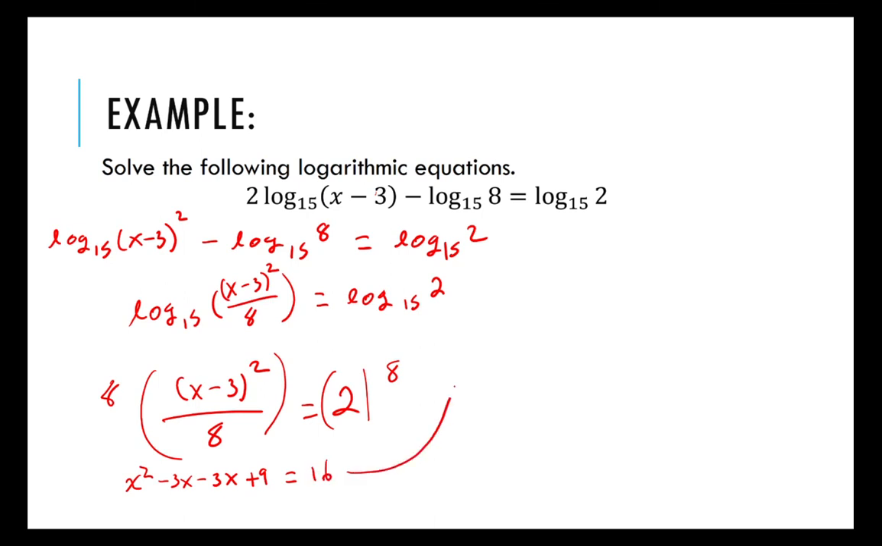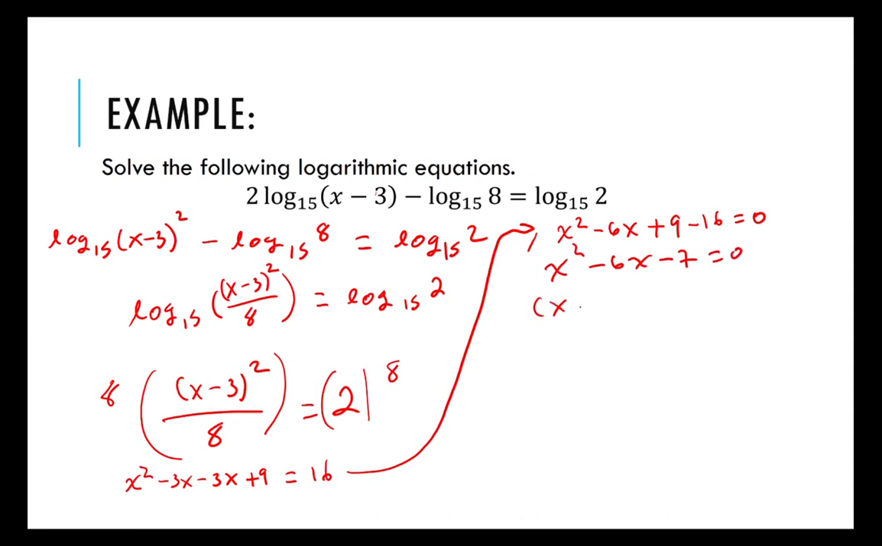So then notice that we have a quadratic equation. So let's get everything on one side and then decide on what is our best or preferred approach. So that's x squared minus 6x plus 9 minus 16 is equal to 0. That is x squared minus 6x minus 7 is equal to 0. Then notice that this will factor as x minus 7 times x plus 1. Let's confirm.